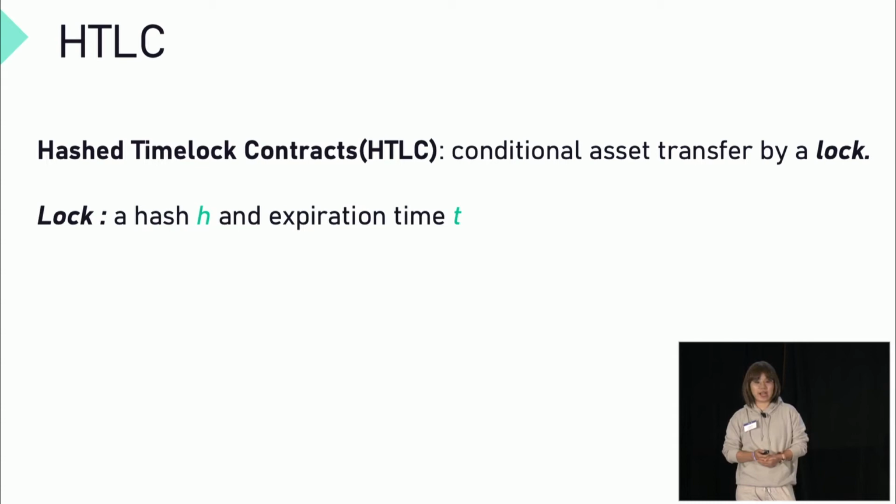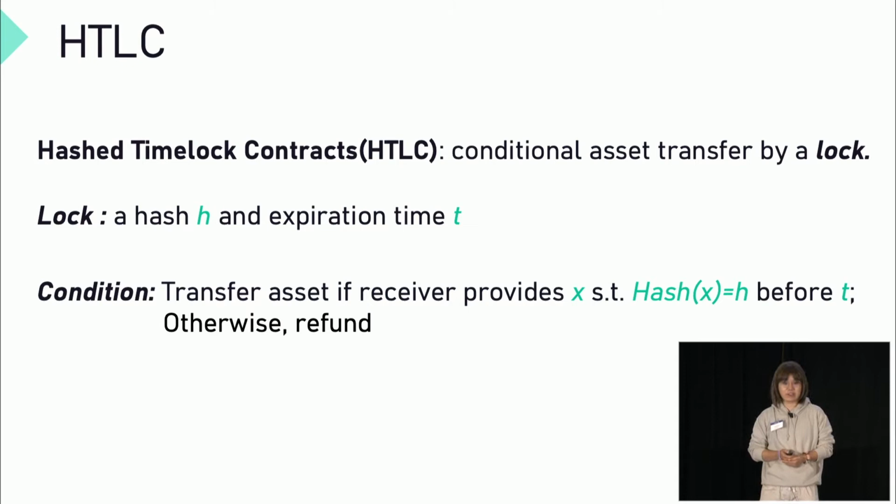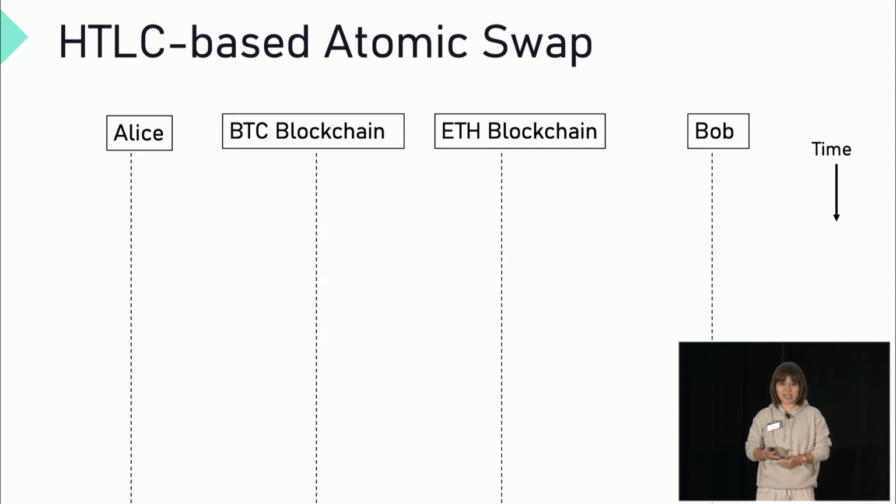The contract transfers the asset if the intended receiver provides a pre-image H before T. Otherwise, a refund is triggered. Now let's look at the atomic swap protocol for Alice to buy Ethers from Bob. We'll see the option in the protocol.